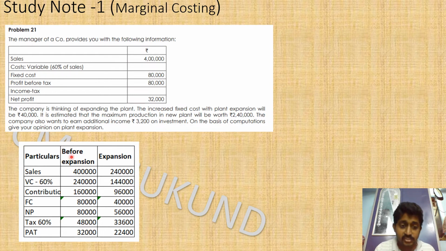Okay, so this is the reason why we are putting the marginal cost statement for before expansion also. Though they have given all the detail, we are putting it very clearly so that we found what is the variable cost, what is the contribution, what is the tax rate, and what is the tax amount. Okay, and profit after tax.